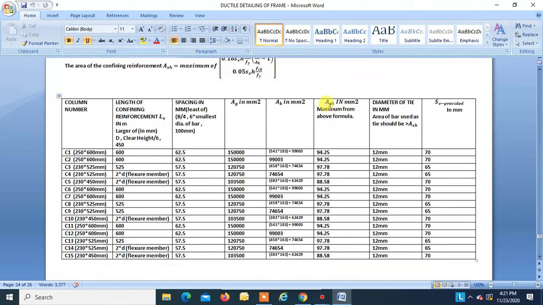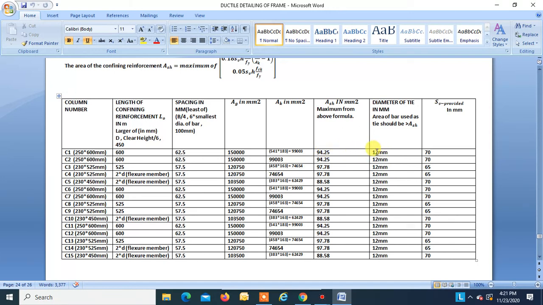Once you know ASH, you can decide which diameter of bar you will use for the ties in the confining area. Over here the area required is 94.25 mm square. So we will provide a 12 mm bar as tie, whose area is 113 mm square, greater than 94.25. So okay, right?